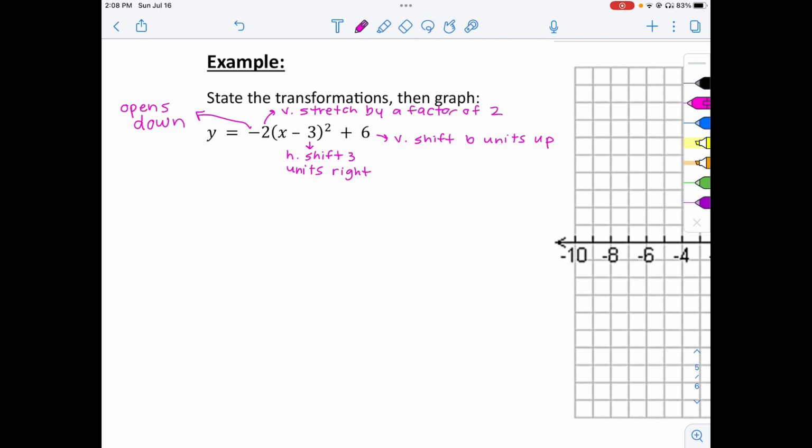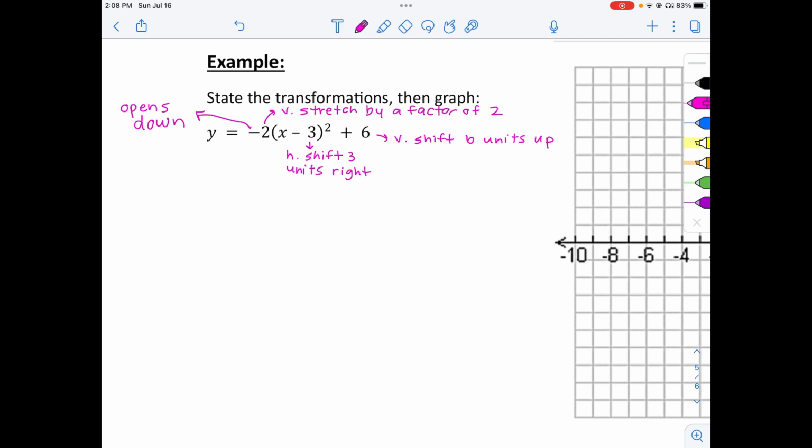Don't just say stretch by 2. You need to clarify that it's a vertical stretch by a factor of 2. It's fine if you just put v stretch like that. I'm just doing that for saving space. And then don't just say moves right, moves up. You need to say it's a horizontal shift and then how many units left or right, and a vertical shift and how many units up or down.